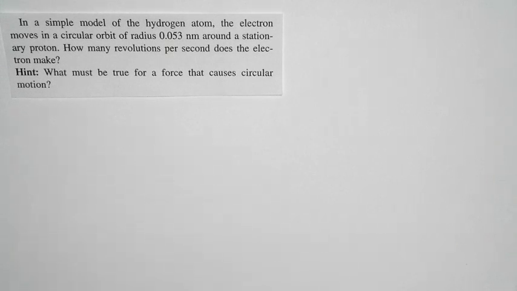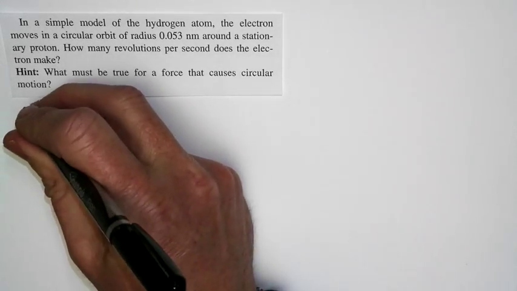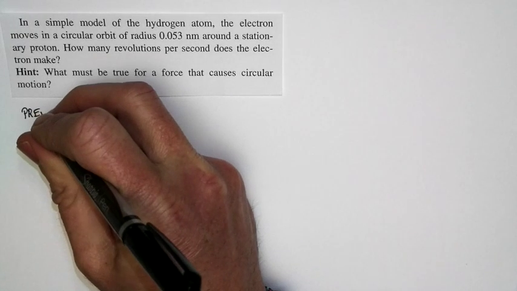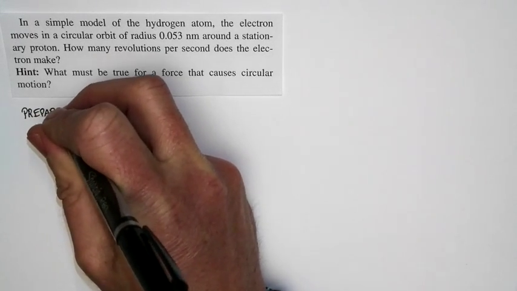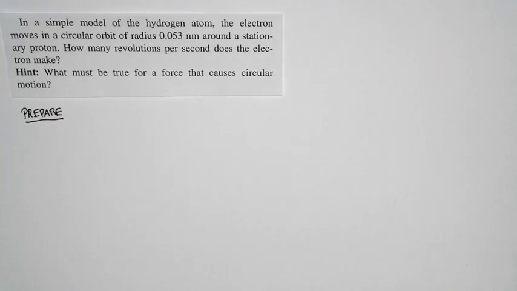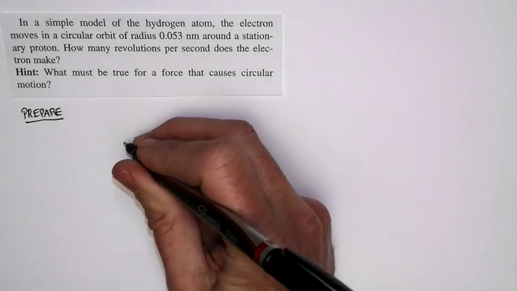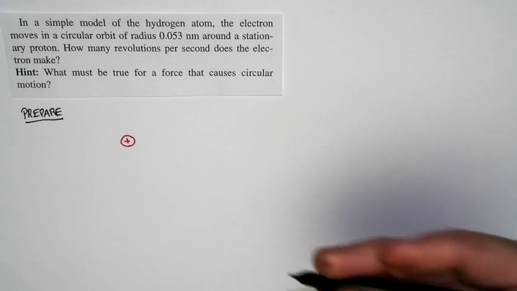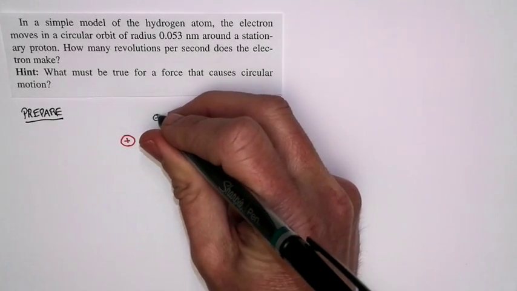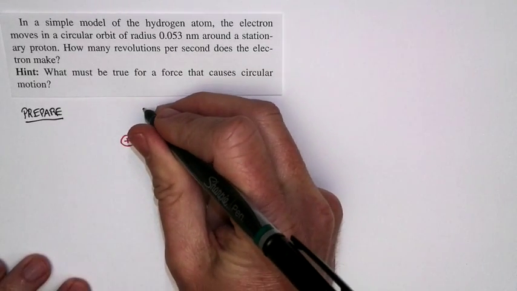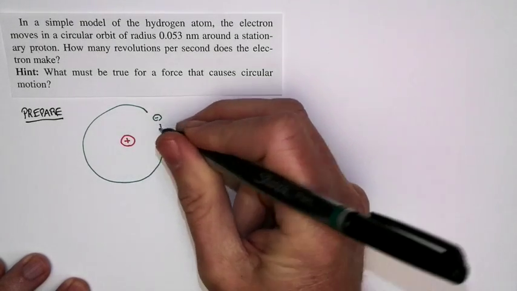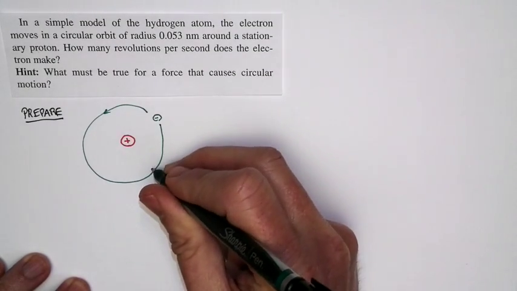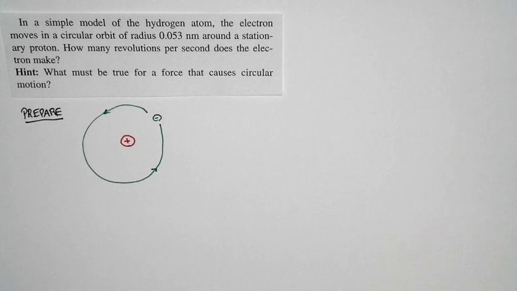Let's take a look at the setup of this problem. So in this problem, we're imagining a model of the hydrogen atom where the electron orbits around the proton. So here's my proton, here's my electron, and the electron is going in a circular orbit around the proton, okay? And we're told the size of the orbit.